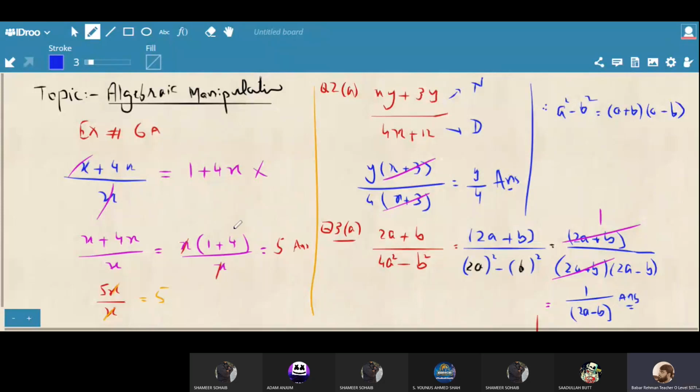Okay. Hope you are writing with me. Have you noted down in your copies? Parts 2 and 3. Hope you have done this now. The third part, question number 2a and 3a are done. Let me save this exercise.